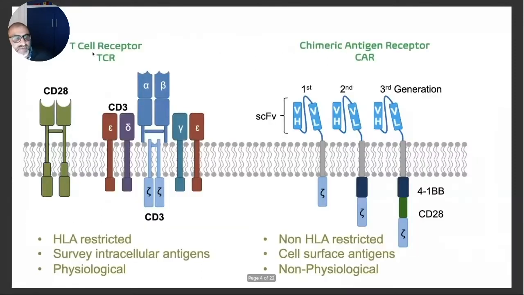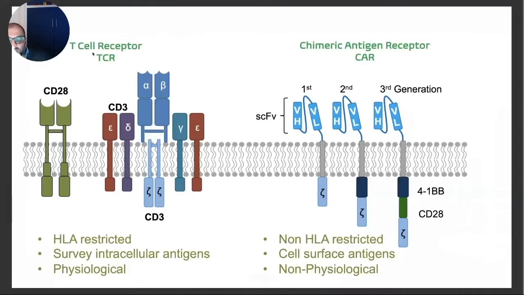So in terms of how we've been over the past decade or so trying to engineer T cells, on the left is an example of what a T cell receptor usually looks like, with an alpha-beta heterodimer recognizing HLA and presenting antigen on its surface, which has been processed within the cell and recognized in a very specific manner.